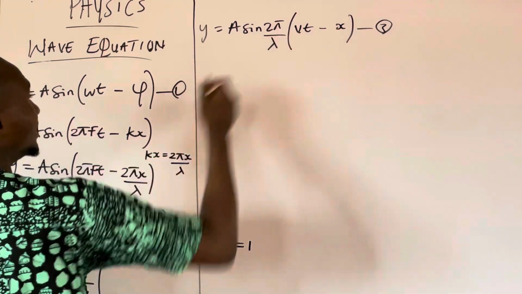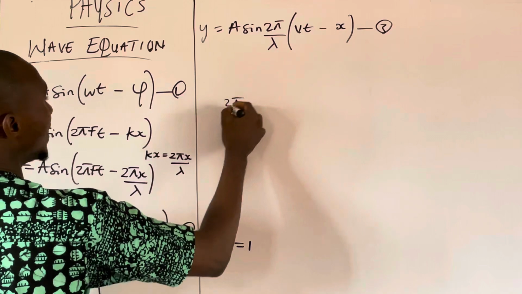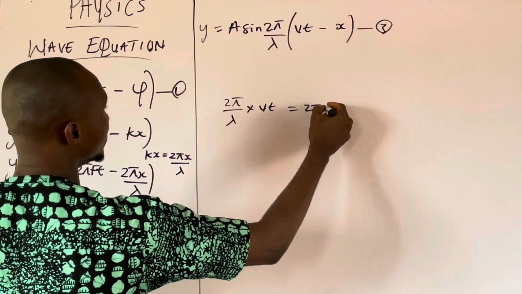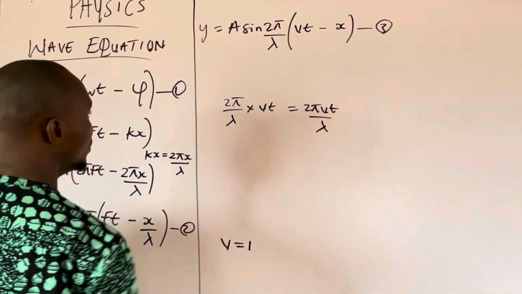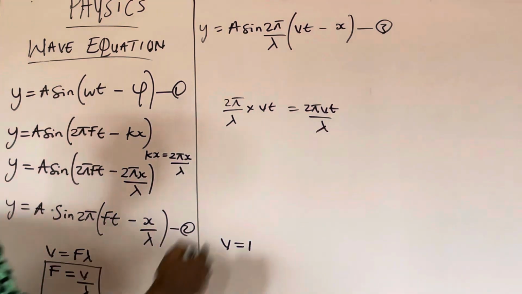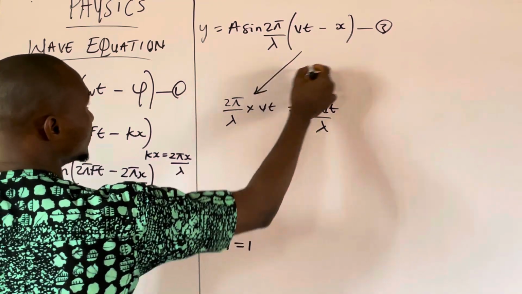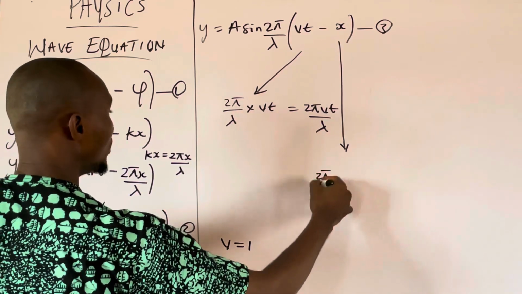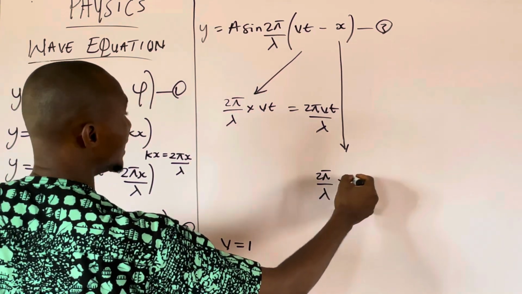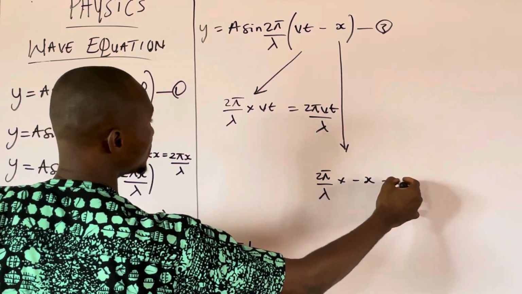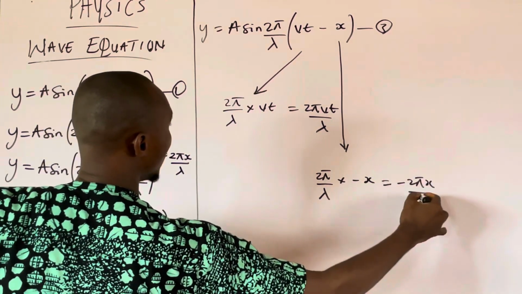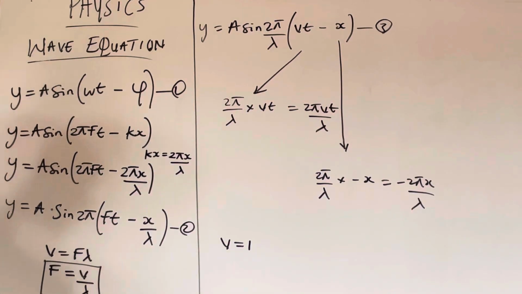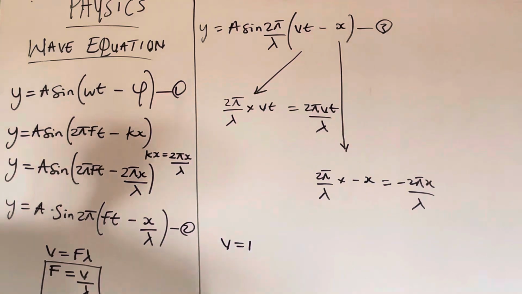How? 2 pi over lambda times vt, look at it here. 2 pi over lambda times vt equals 2 pi vt over lambda, just as we had it here. For that, this for this. Now, for that, 2 pi over lambda times minus x, we are going to have minus 2 pi x over lambda, just as we had it here. Do you get? That is that for equation 3.